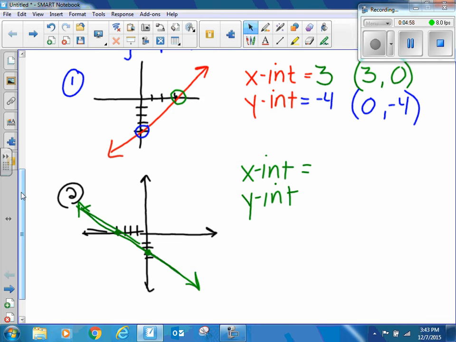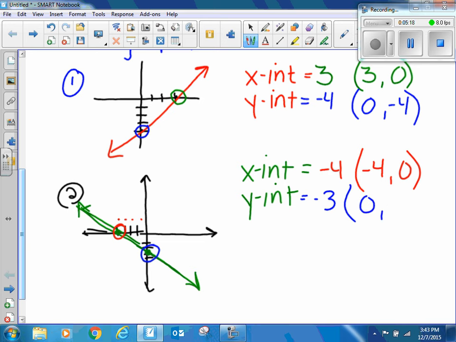So my x-intercept is going to be where I'm crossing the x-axis, and that happens to be at -1, 2, 3, 4. And we can also say that that point is (-4, 0). And our y-intercept is going to be down here at -3. So we are crossing at -3, and we can name that point (0, -3). Okay, so that's given a graph, you are saying what the x and y intercept are.